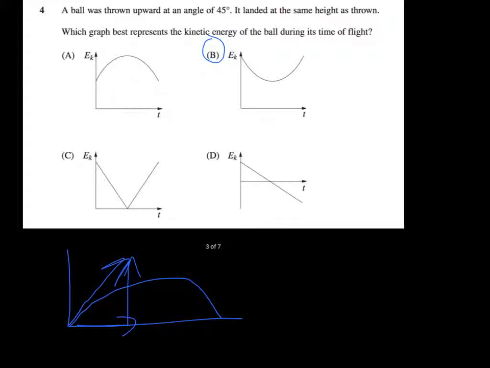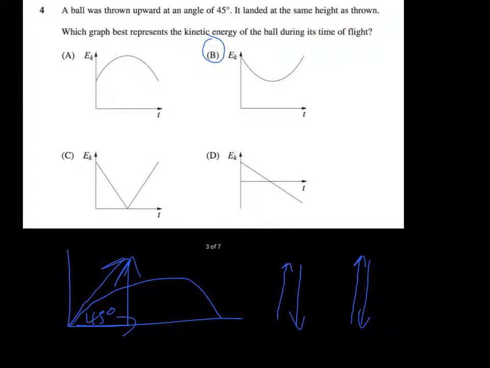If you think about it, tossing a ball at 45 degrees like this, we can actually model the vertical motion as the ball just going up, stopping, and then coming down and accelerating on the way down. So it'll go up, slow down, stop, and then come down and accelerate on the way down. On the way up, its kinetic energy is being lost.